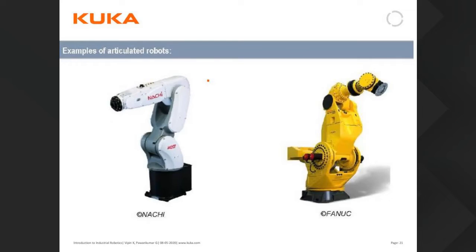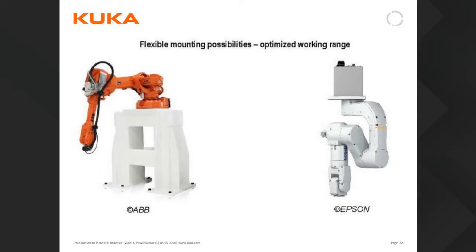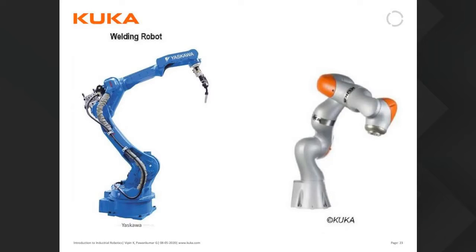So for examples of articulated robots, not only KUKA, there are different manufacturers of articulated robots. Nachi and Fanuc, you can see the examples on the slide. Okay, ABB is there, Epson is there, Yaskawa is there, and KUKA. So here we have shown the KUKA IIWA robot. That is our latest technology robot. Okay, this is a collaborative robot.